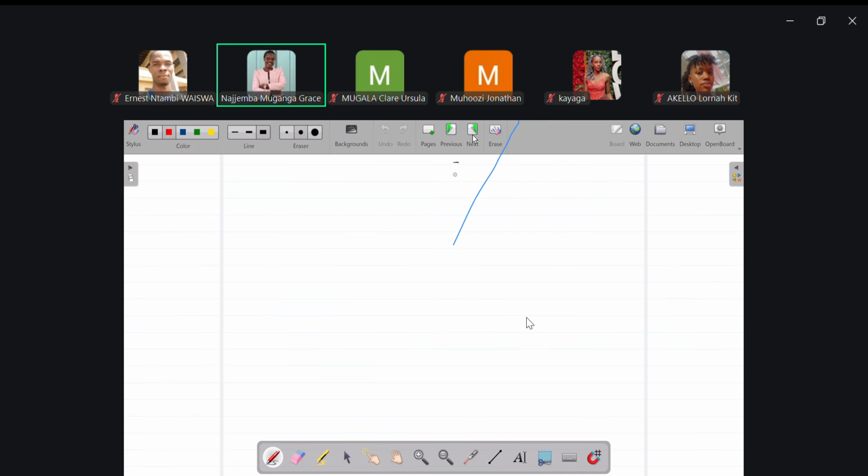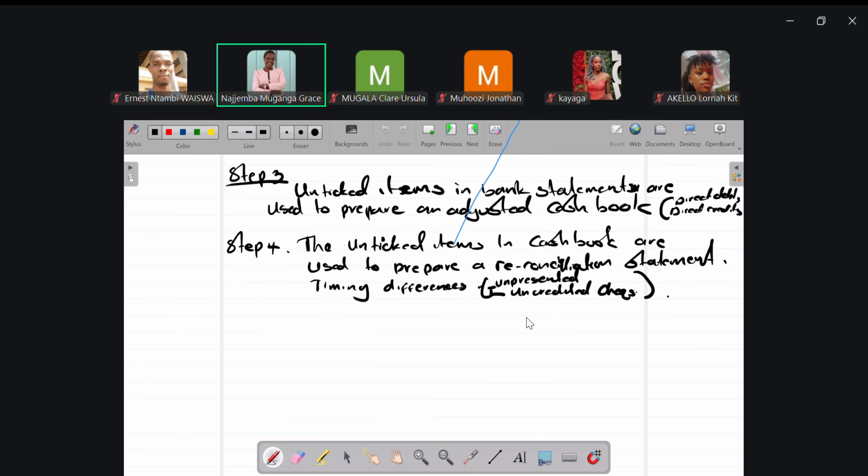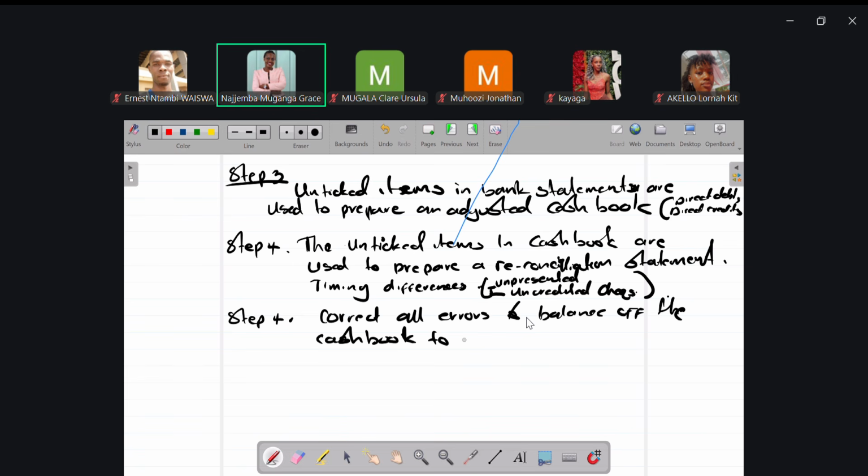So how do we handle errors? Step 4. Correct all errors and balance off the cash book to get a revised adjusted cash book balance.